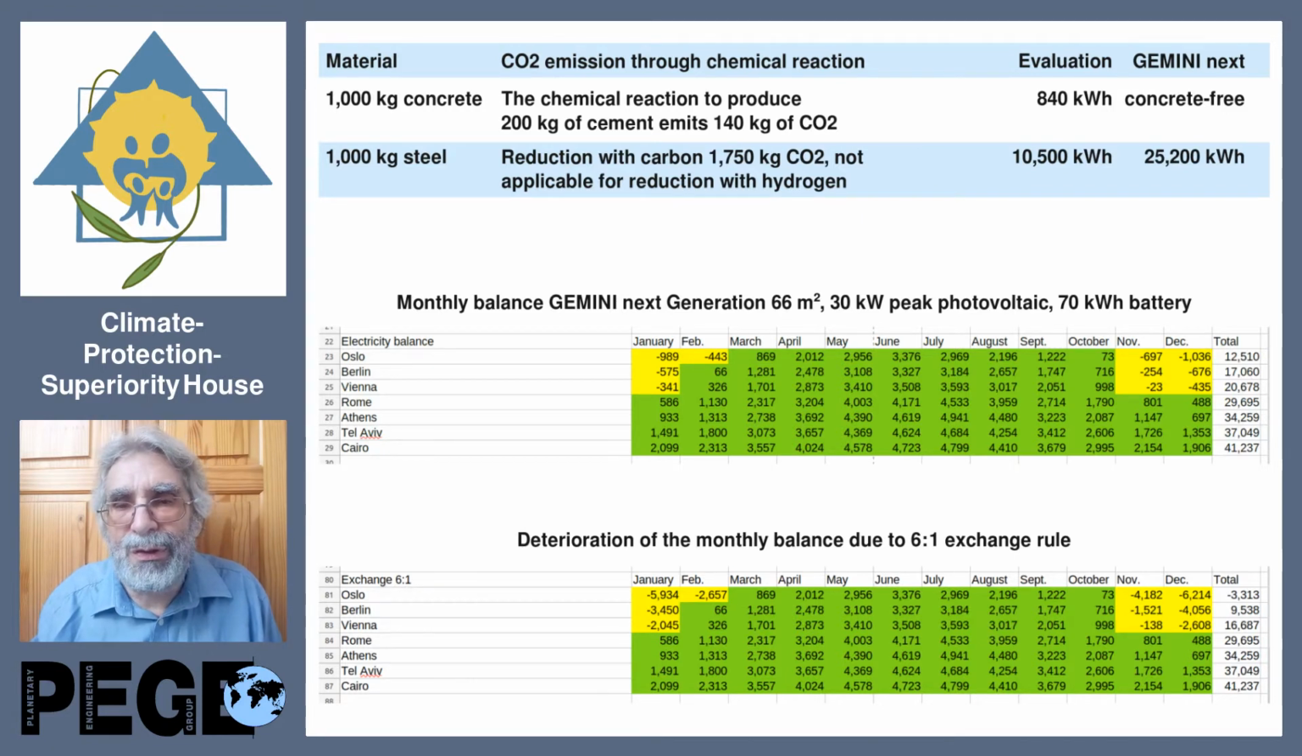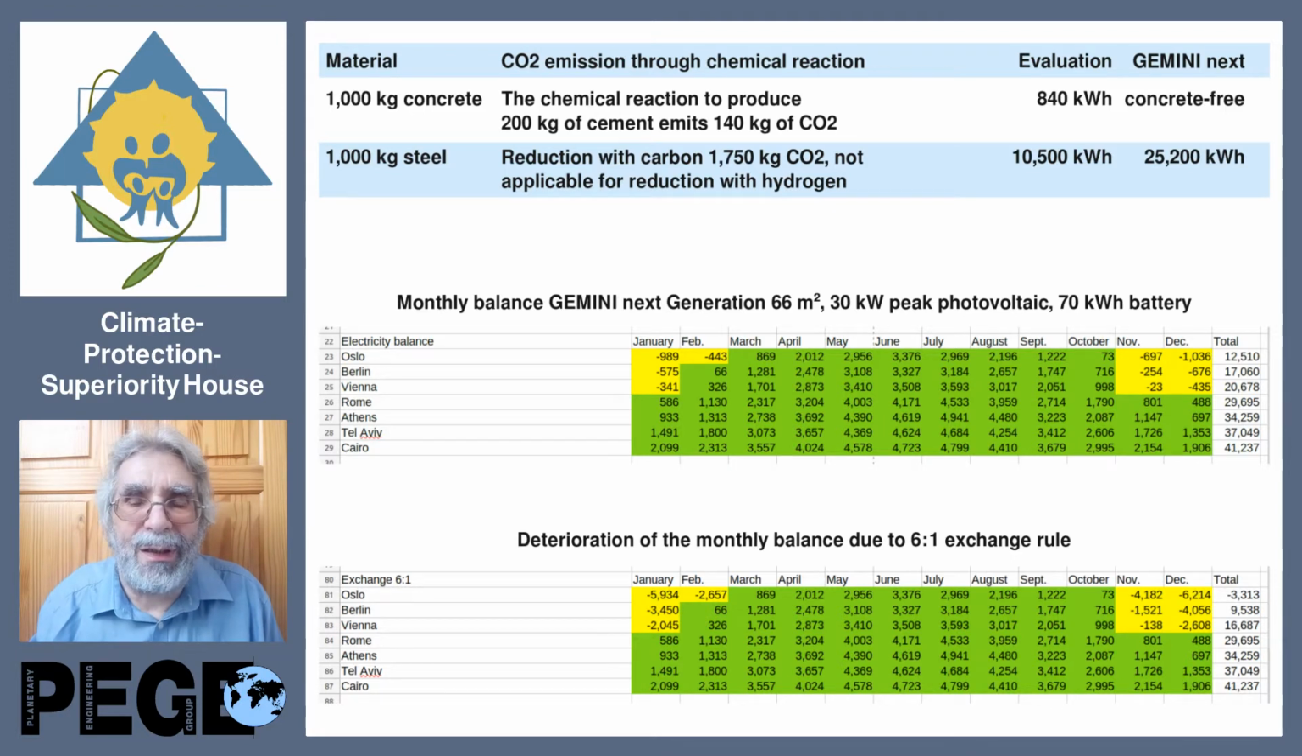Here the GEMINI project is hit. This is 25,200 kilowatt hours for the used steel. Then the energy balance of the house, when we calculate it with 1 to 1, even in Oslo we have a positive balance of 12,500 kilowatt hours.